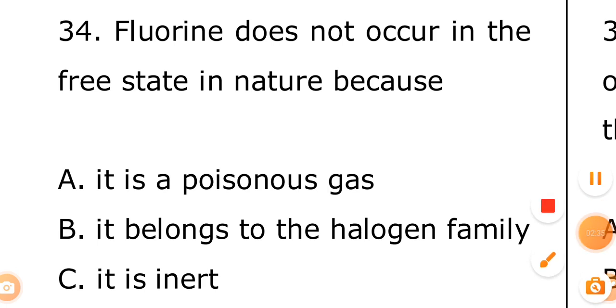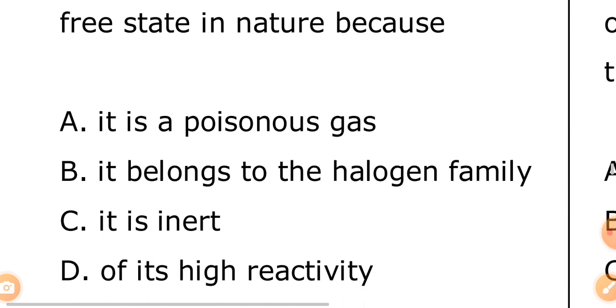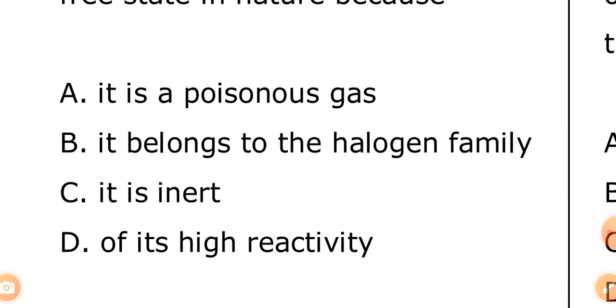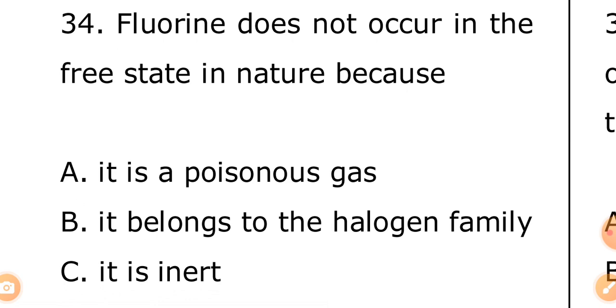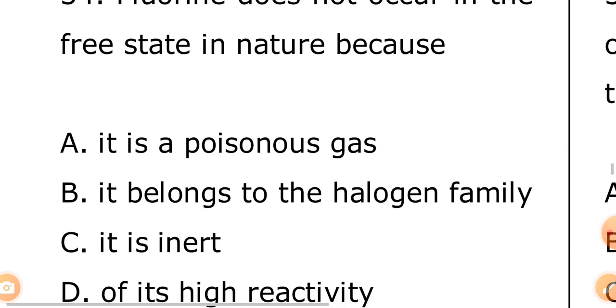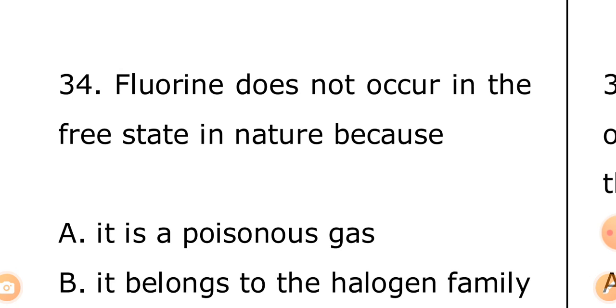Let's move on. Fluorine does not occur in the free state in nature because: A, it is a poisonous gas; B, it belongs to the halogen family; C, it is inert. You know we have inert gases. D, it is because of its high reactivity. The answer is D, because of its high reactivity. It is so reactive that it cannot exist alone. It quickly reacts with other metals or other elements around.